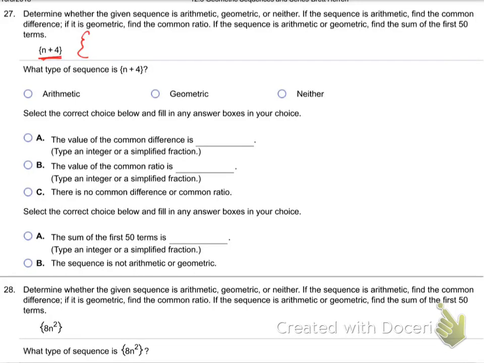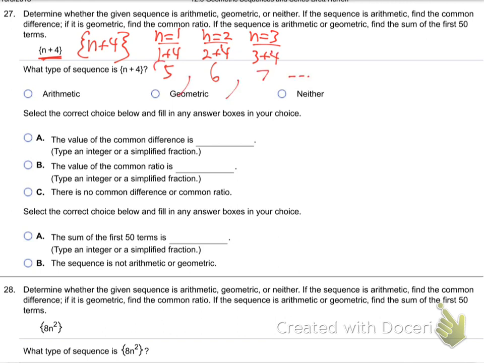Set notation, that curly bracket means the set of, the collection of everything that comes from n plus 4. So what do they mean, the set of n plus 4? Well, they mean plug in n equals 1, 2, 3, 4, etc. If you plug in n equals 1, you get 1 plus 4, 5. If you plug in 2, you get 2 plus 4, 6. If you plug in 3, you get 3 plus 4, 7, etc. We're not adding them up or anything like that. We're just listing them with commas. We're just saying it's the collection of all these numbers, 5, 6, 7, etc. forever. That's a dot, dot, dot over here.